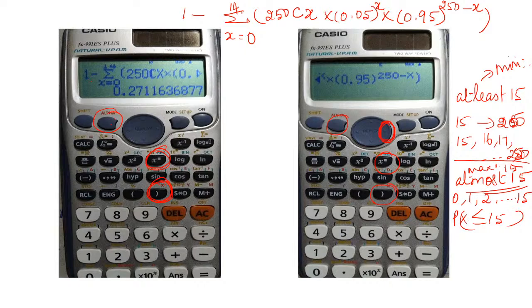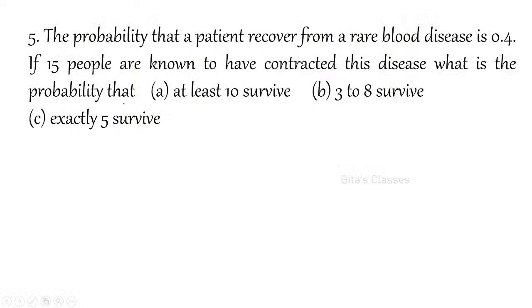And whenever you are pressing that into multiplication and all, you have to be so careful. Otherwise it will go wrong. You will not get the correct value. Anyone got? 0.2711636877. I'll repeat if you want. 1 minus sigma. For sigma you have to use shift and this key. Then 250, you type 250, the bracket will be opened.